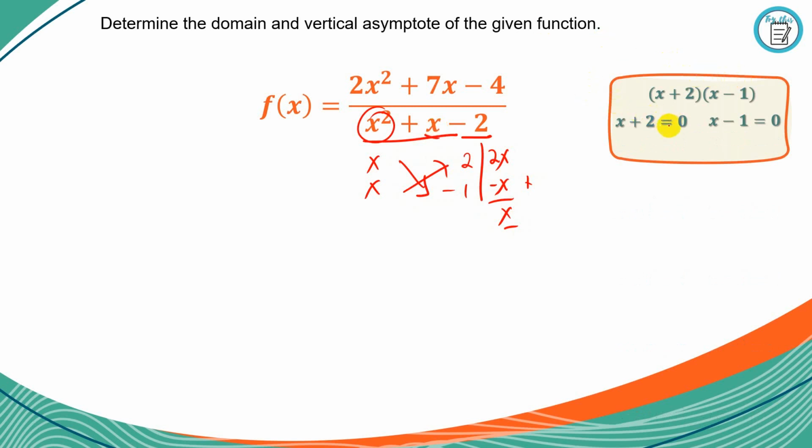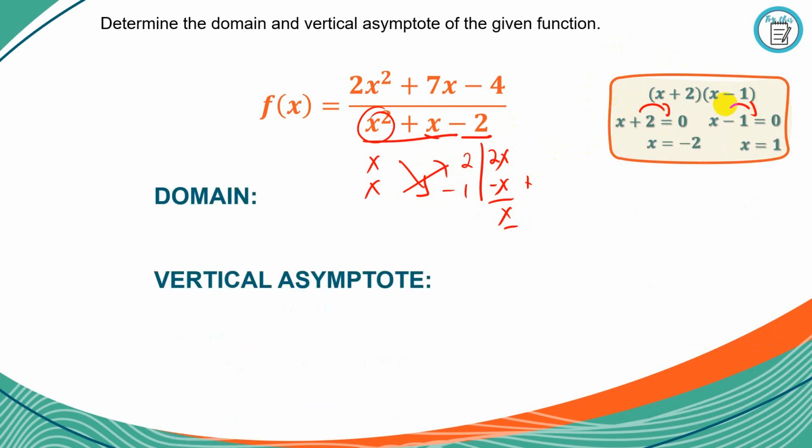Then equate them both to 0 and transpose positive 2 and negative 1 to the right. So we will have x equals negative 2 and x equals 1. These two values are the illegal values. So how are we going to write the domain? x is an element of real numbers such that x is not equal to negative 2 and x is not equal to positive 1. That's how you write the domain.